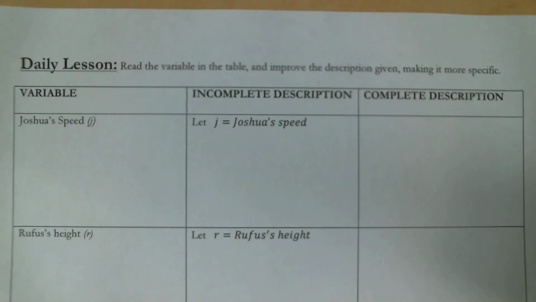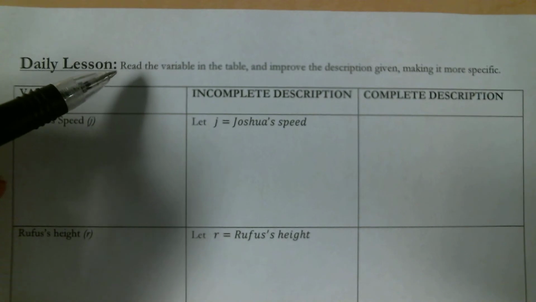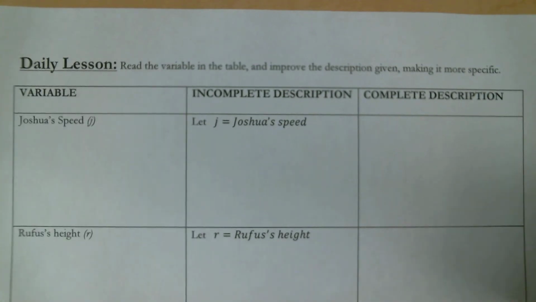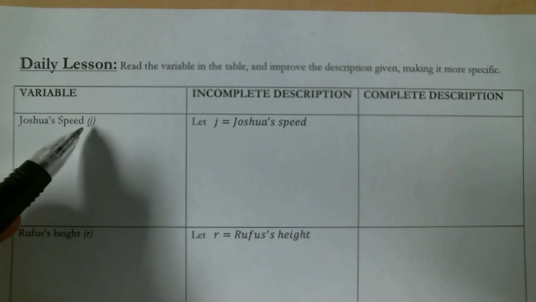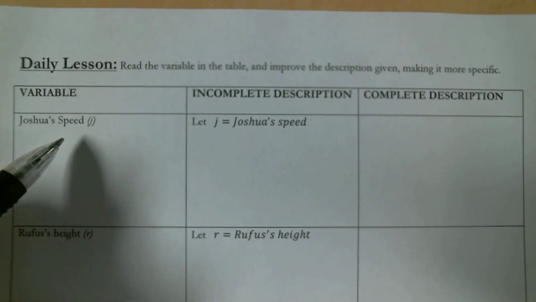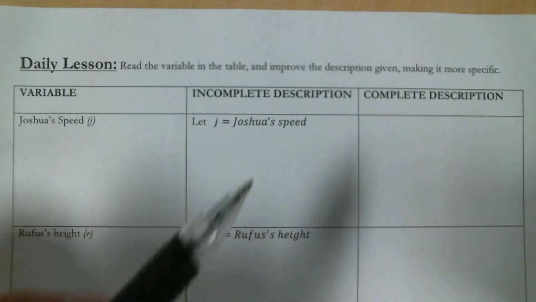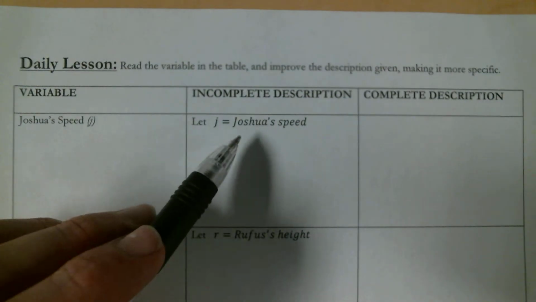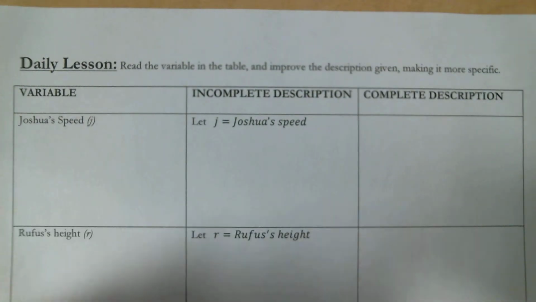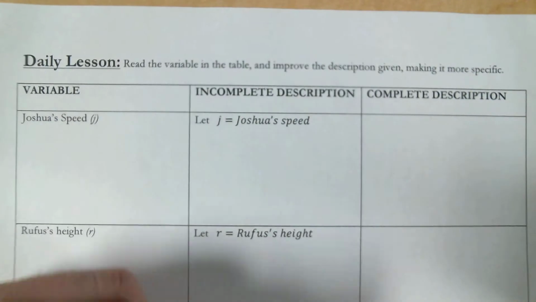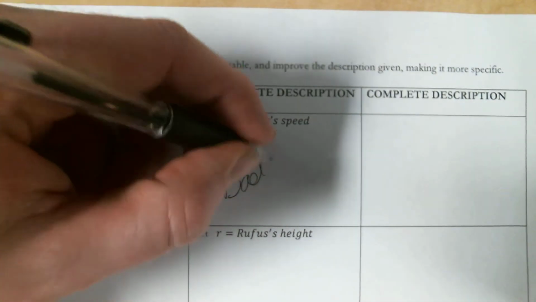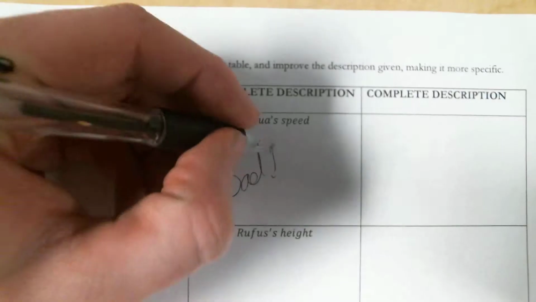So first thing it asks us to do is to read the variable in the table and improve the descriptions given, making it more specific. So here, we're given this variable of j, and that represents Josh's speed. So we're going to say let j equal Josh's speed. But here's the thing. Josh's speed in what? I need to be more specific. This is incomplete, so this is bad. Well, it's not bad, but it's not complete.